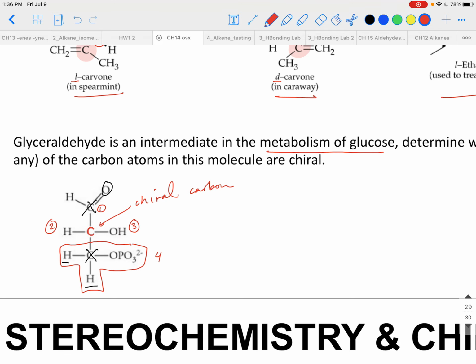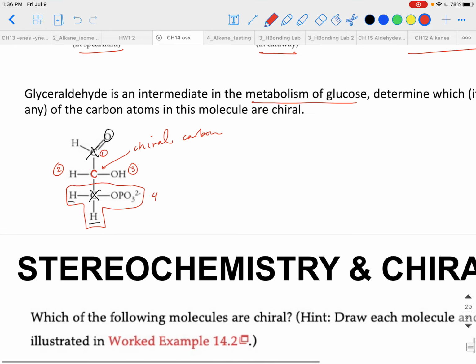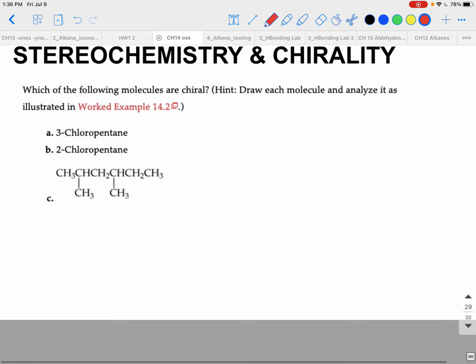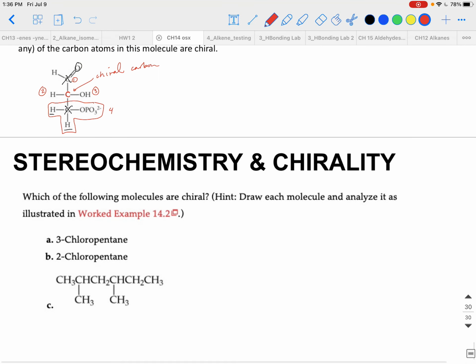Okay, again, we're not considering oxygens or phosphorus atoms or anything else. Let's do one more practice problem, and that is it. Which of the following molecules are chiral? Okay, so let's consider A. We've got to draw out 3-chloropentane. This is an alkane, so I'm going to draw 1, 2, 3, 4, 5. And on carbon 3, I have a chlorine atom. I've got hydrogens on all the rest of my carbons.